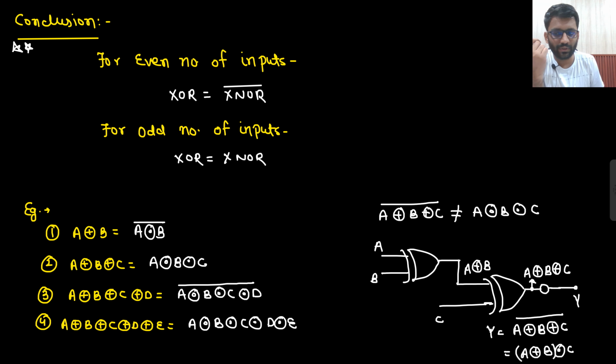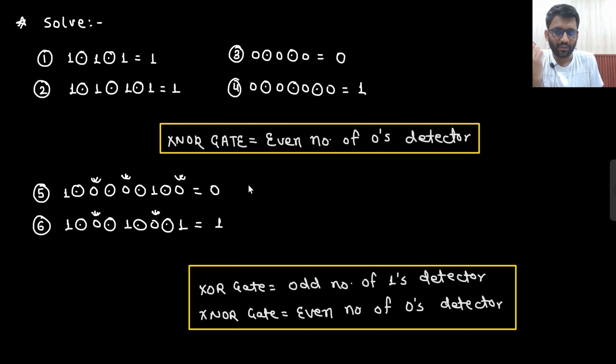So if you need to solve these kinds of problems, the first thing I will do is check the number of inputs. 1, 2, 3, 4, 5. Okay, 5 inputs are there. I can replace dot with XOR, and I am very comfortable with XOR, so I will solve it very easily. 1 XOR 0 is 1. 1 XOR 0 is 1. 1 XOR 1 is 0. 0 XOR 0 is 0. The answer will be 0.